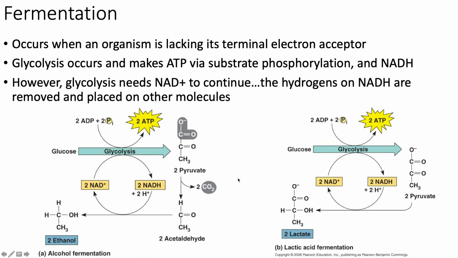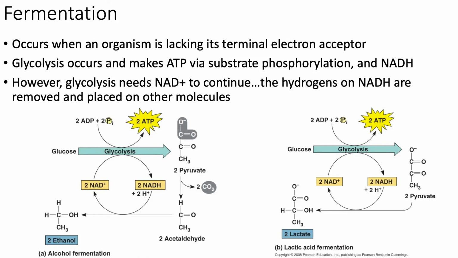If you are doing lactic acid fermentation, which is what humans do, then we take our pyruvate from glycolysis, and in order to get rid of those hydrogens, we send it using an enzyme, and we make lactate, or lactic acid. Lots of other creatures can do lactic acid fermentation too. We just don't engage in ethanol fermentation. We don't have the enzymes to do that. So we do lactic acid fermentation.